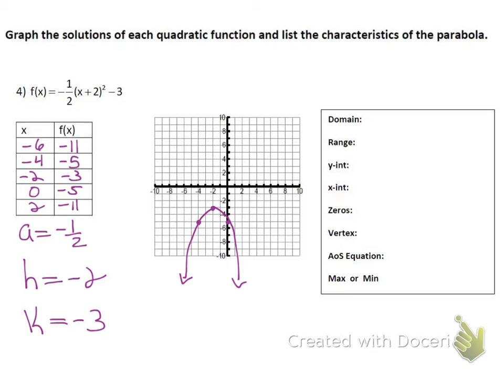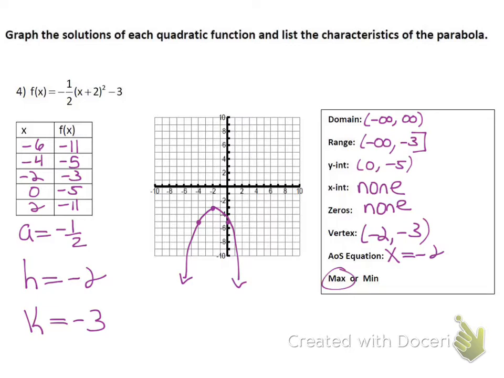So now that we've made our graph, we're going to go ahead and get our characteristics here. This particular graph, because it starts below the x-axis and opens down, doesn't have any x-intercepts or zeros, but we've seen that before, so hopefully that's not anything new. This is our last example of graphing in vertex form.